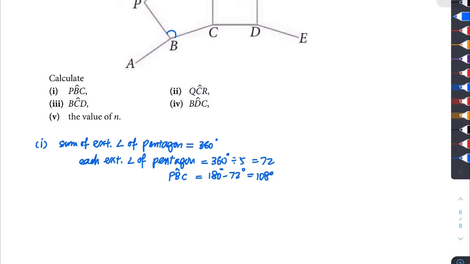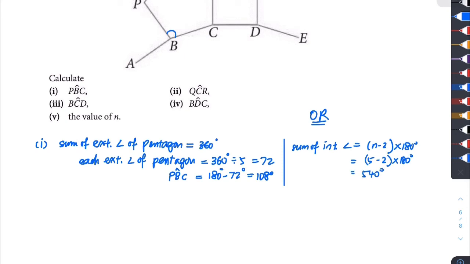Alternatively, you can use your sum of interior angles, n minus 2 times 180. Because we are looking at 5 sides, this is 540. So angle PBC can be 540 divided by 5, so this is 108. Also can. See which one you prefer. And make sure you label which pentagon or which polygon. Now QCR.